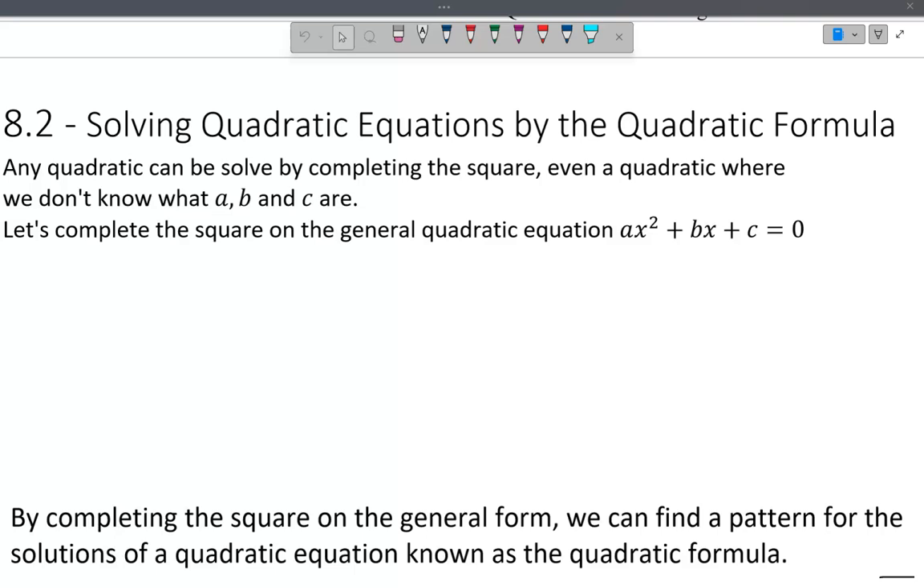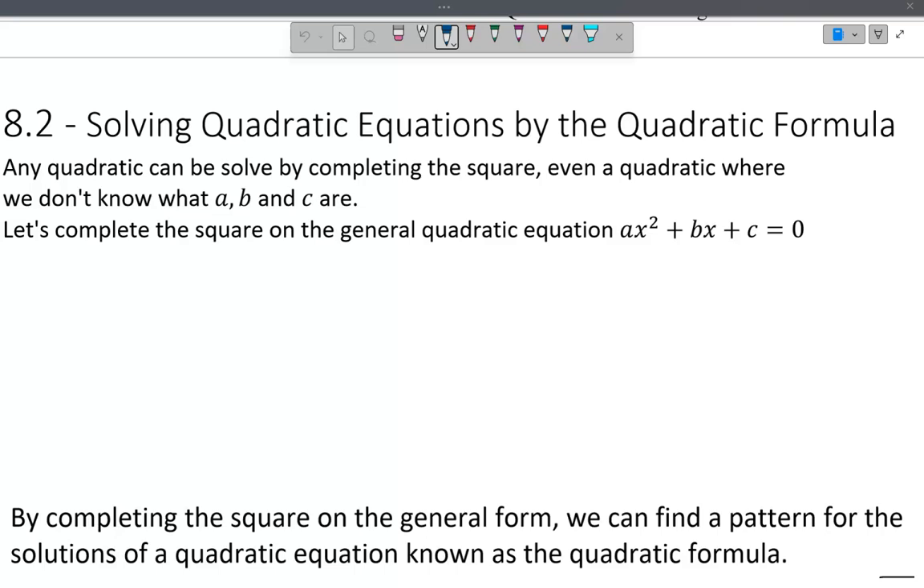So to start here, when we're looking at our quadratic formula, it's helpful to know why the quadratic formula works and where it came from. Any quadratic equation can be solved by completing the square, even where we have a quadratic where we don't know the value of a, b, and c, we just have the variables themselves of a, b, and c.